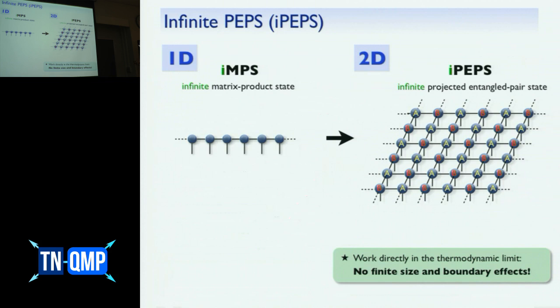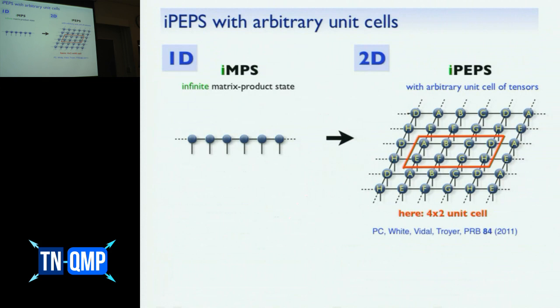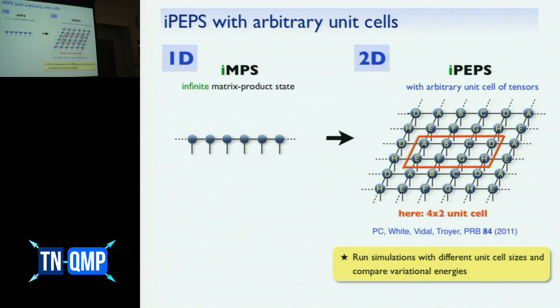Okay, and more generally, you can use a certain unit cell which is periodically repeated. So here we have a unit cell of 4 times 2 tensors, right? So with 8 different tensors, and these are repeated over and over in your ansatz. And as mentioned yesterday with the examples for the Heisenberg model, you can actually use different unit cell sizes, and this may give you different competing ground states. And then by checking the variational energies, eventually you can say which of these candidate states is the true ground state. Okay, so this is the iPEPS ansatz, which in the end has two free parameters. One is the unit cell size, and the other one is the bond dimension. So again, in practice, we'll just try out different unit cell sizes and then see which unit cell gives the lowest variational energy.